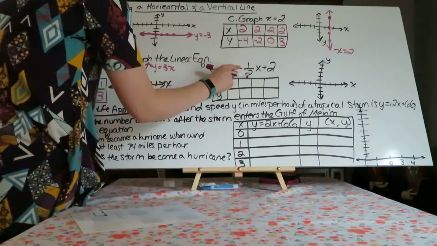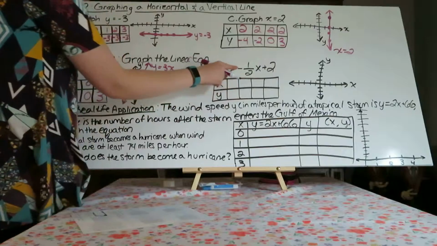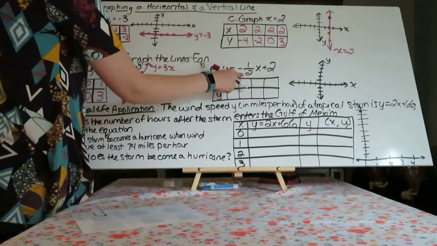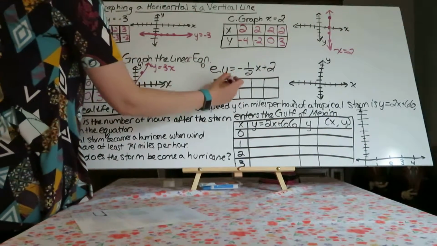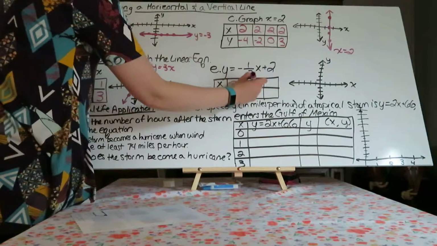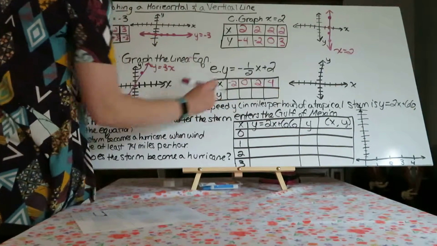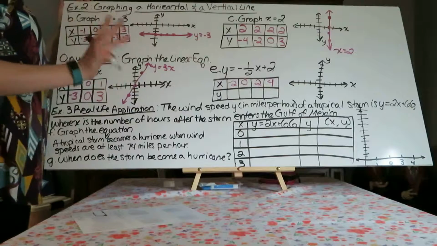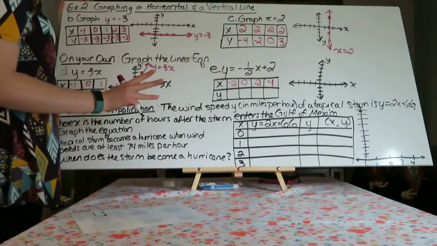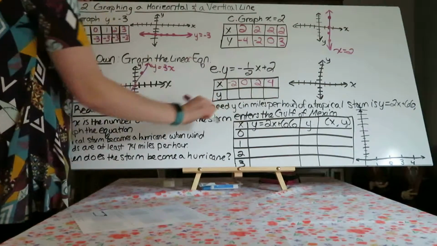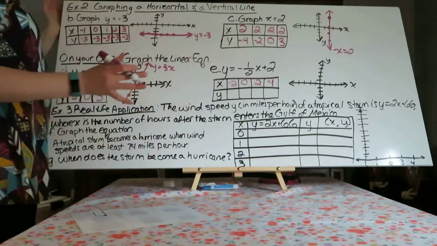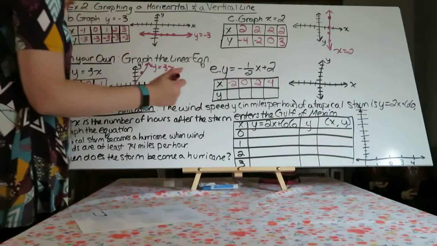I'm going to choose these. When we have fractions, I look at the denominator and I figure out what are multiples of 2 to get rid of that. So I'm going to go negative 2, 0, 2, and 4. Now the requirement is 3 points. So it's totally fine if you choose just negative 2, 0, and 2, or 0, 2, 4. I don't care, but you need to have 3 points.